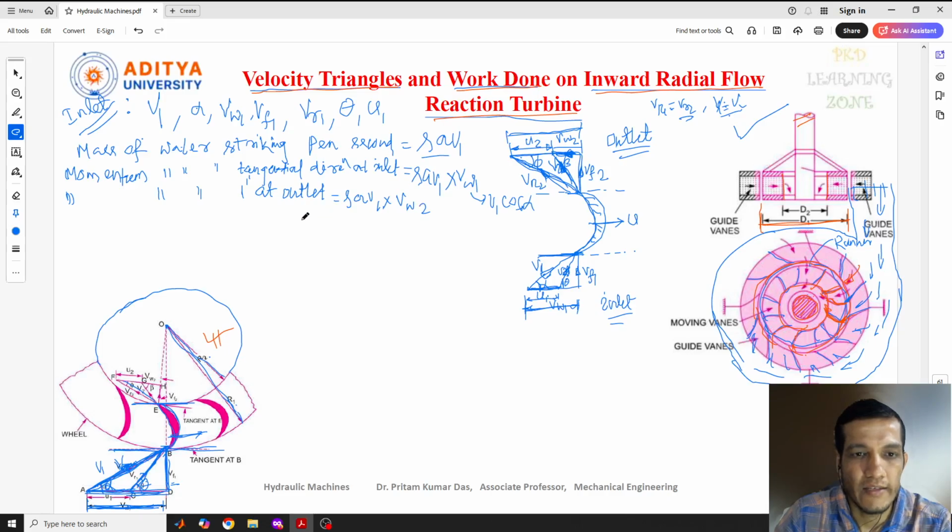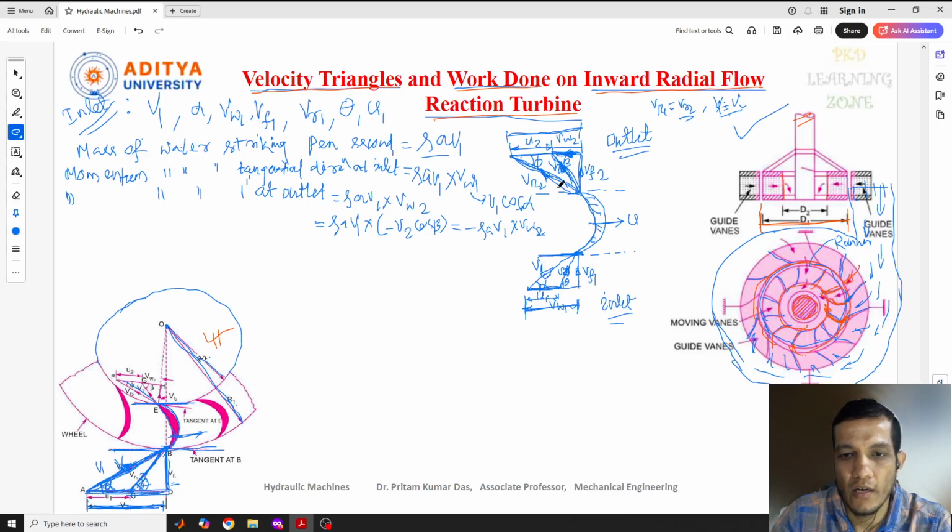So here I can write rho a V1 into minus V2 cos beta. This is V2, and the horizontal component is VW2, though it is coming in the reverse direction, so I need to consider a minus. So we can write minus of rho a V1 into VW2, where V2 cos beta is VW2. As I told you, the negative symbol is taken for the opposite direction of the flow.